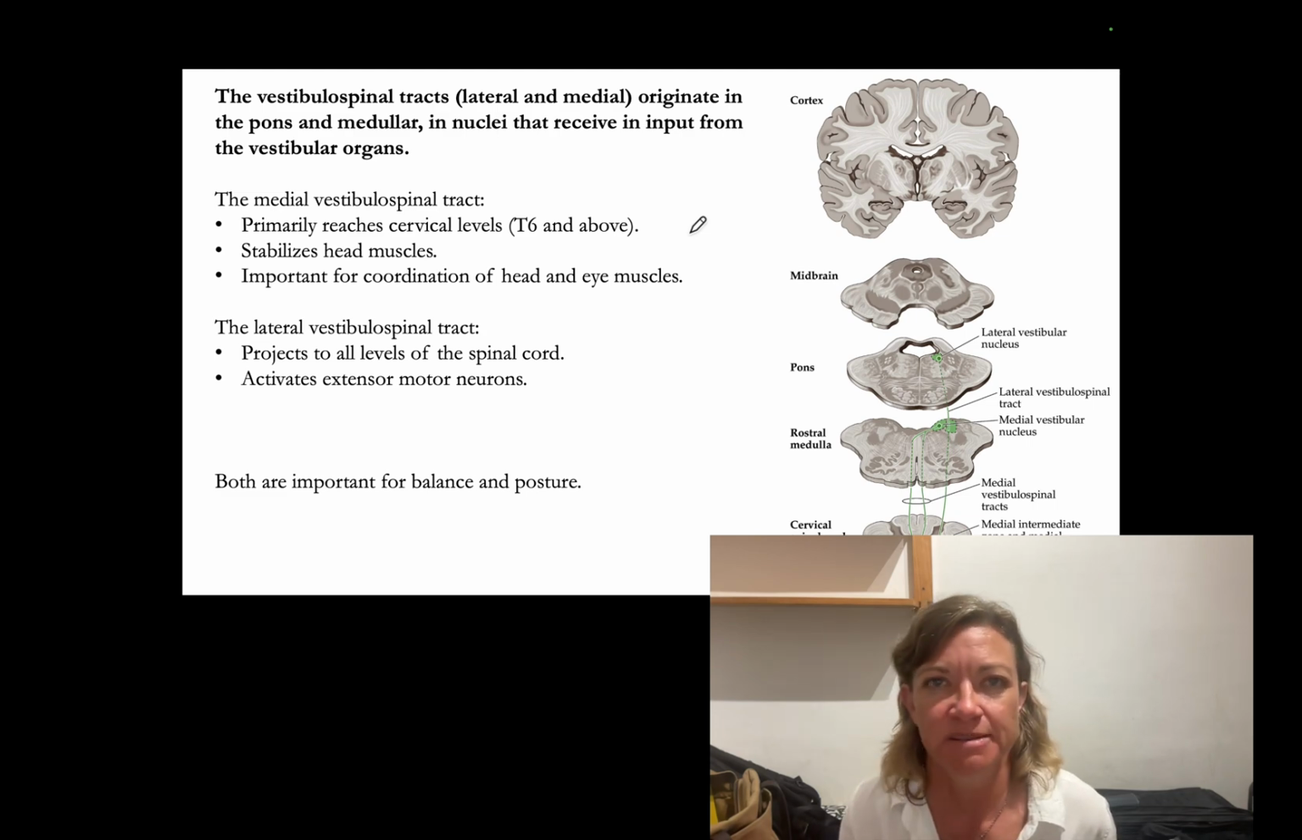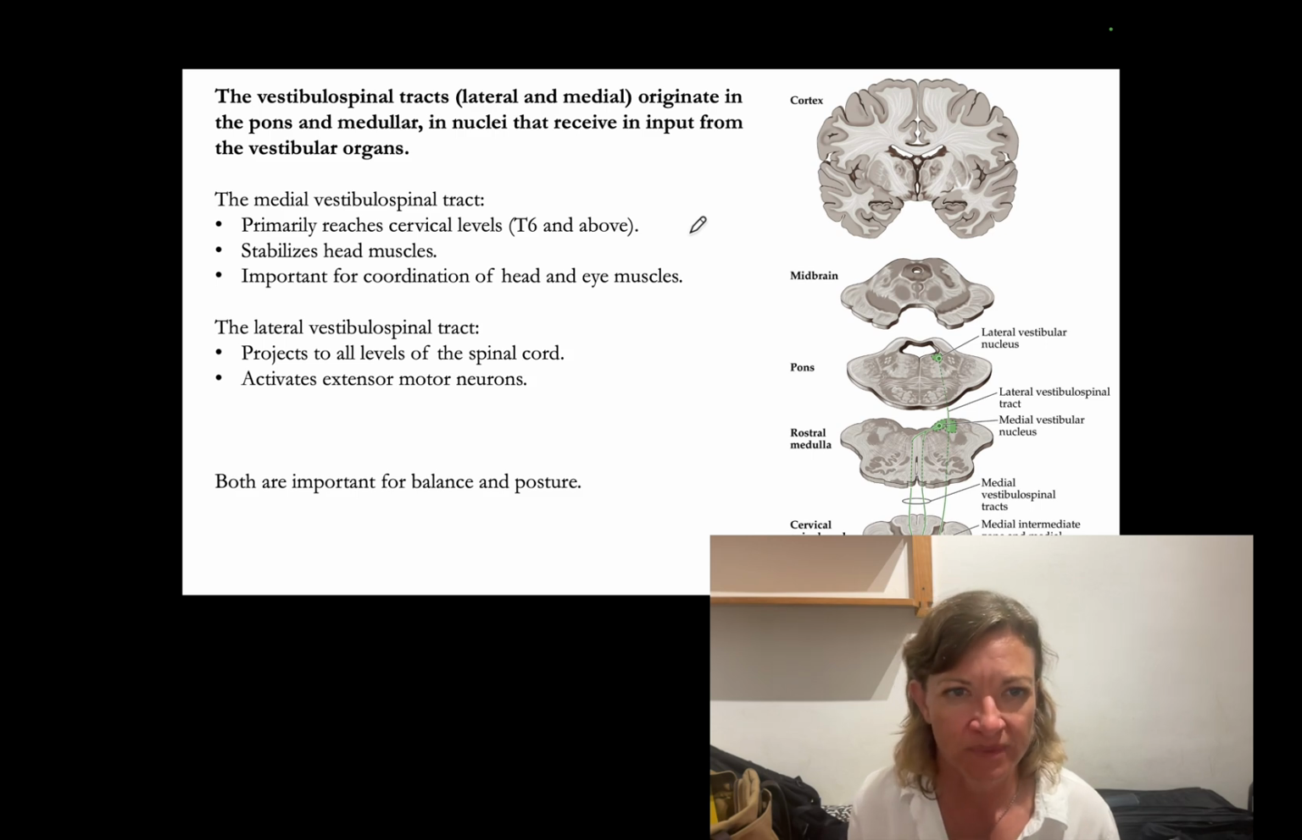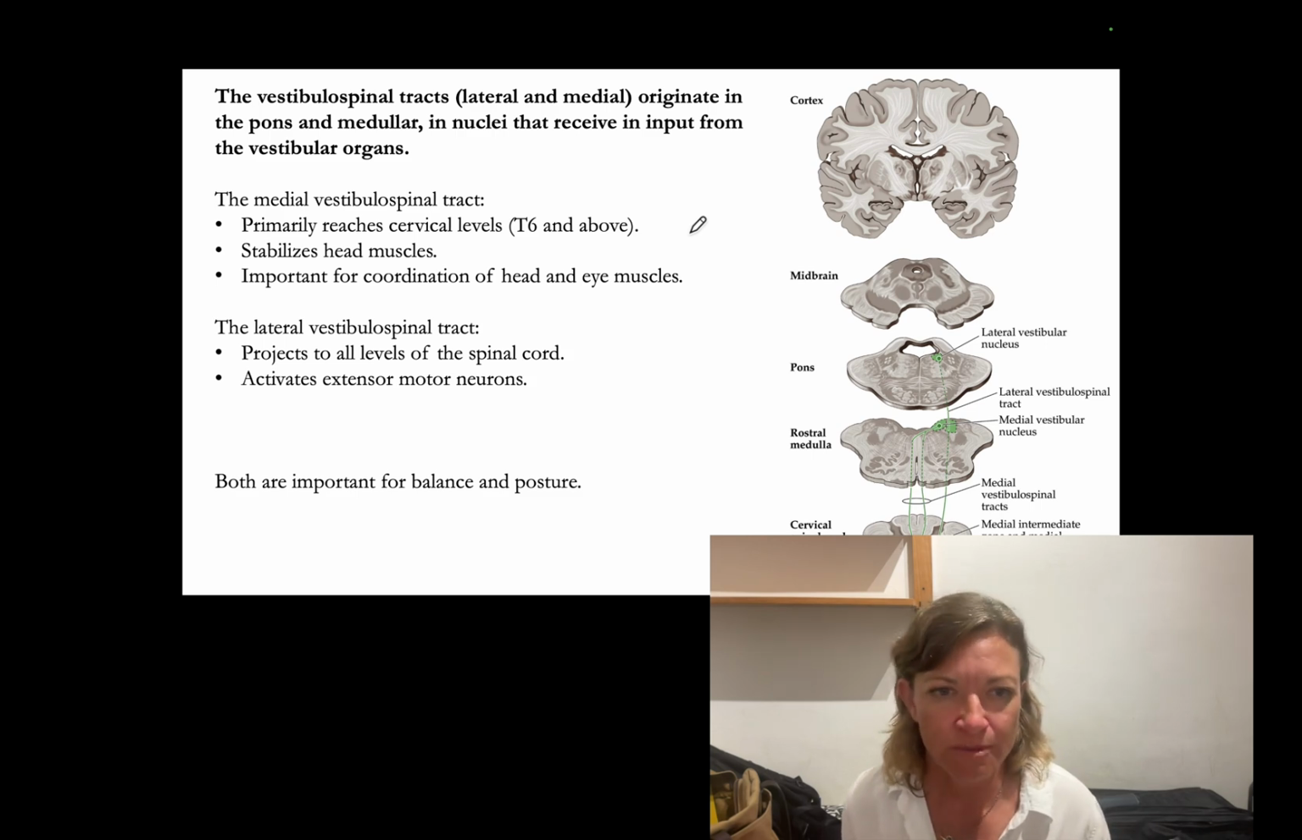The lateral vestibulospinal tract, in contrast, projects to all levels of spinal cord, and it activates primarily extensor motor neurons, so opposing flexor tone. Both of these are important for balance and posture. So damage to the vestibulospinal tract results in vertigo and ataxia, loss of coordination.